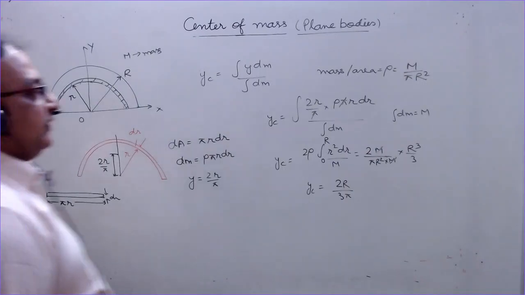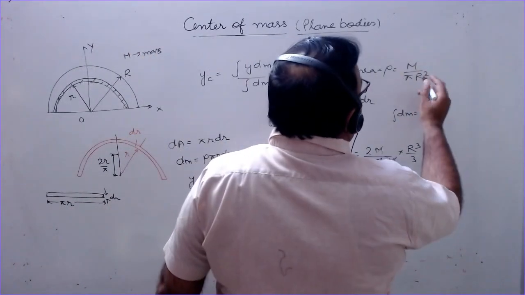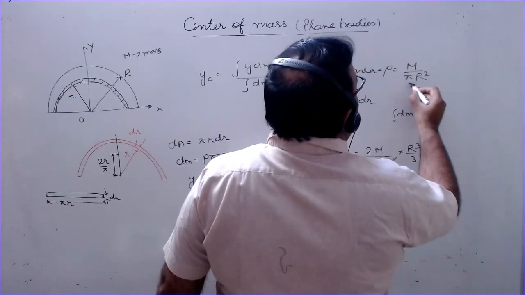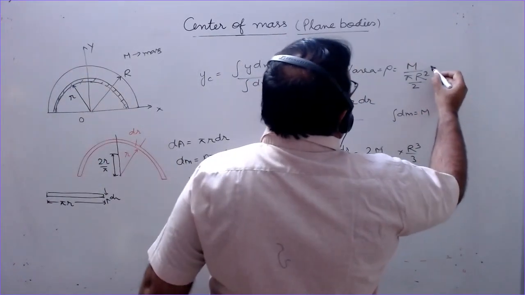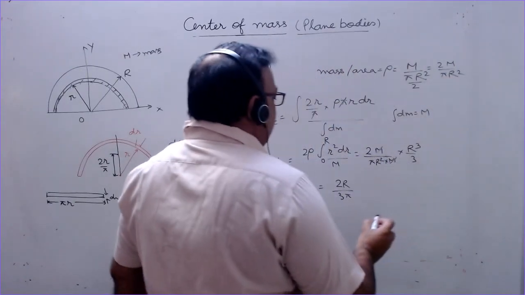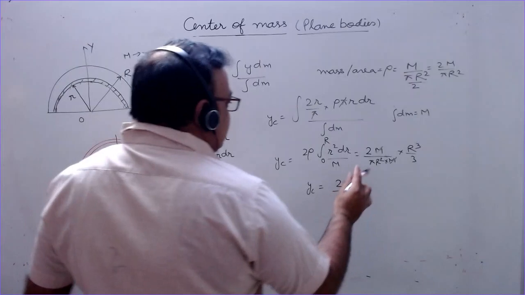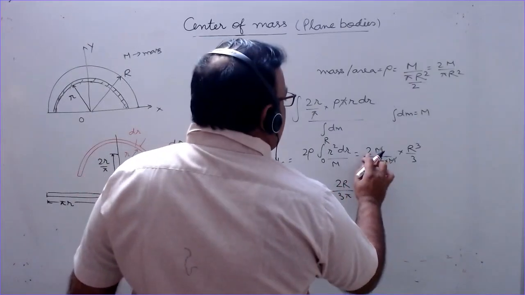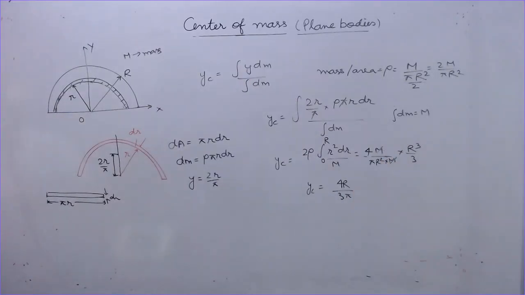And here we have written the area of the full circle, so it should be halved, because this is a half semicircular disc. So 2m by pi r square. So if you put the value here of rho, this becomes pi. This is how you can find the center of mass of a semicircular disc.